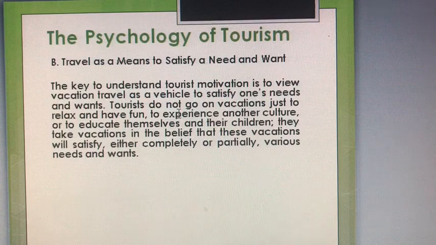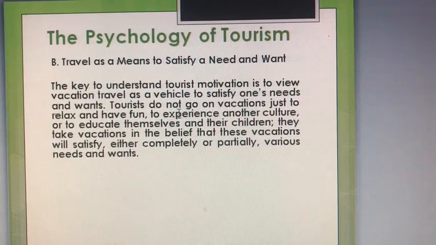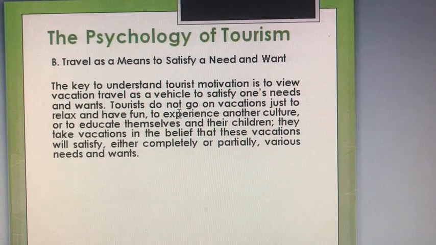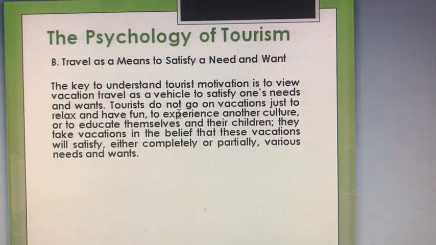Okay? So, tourists do not go on vacations just to relax and have fun, to experience another culture, or to educate themselves and their children. So, they take vacations in the belief that these vacations will satisfy, okay? Remember, satisfy either completely or partially various needs and wants. Okay? So, meron tayong main goal kumbaga. So, bakit tayo nagta-travel? Kasi gusto natin, kasi kailangan natin. And so, we travel kasi gusto natin na masatisfy natin kung ano yung needs and wants natin. Okay? Understand? So, that is for that part.